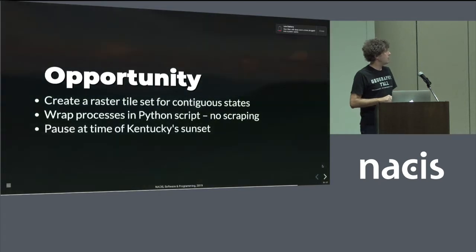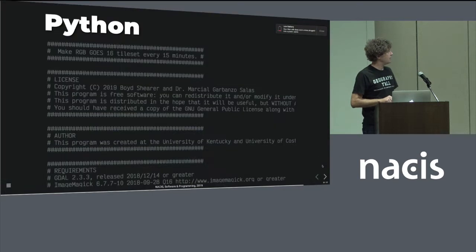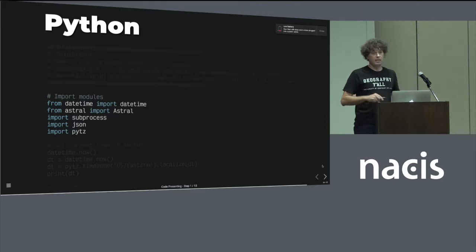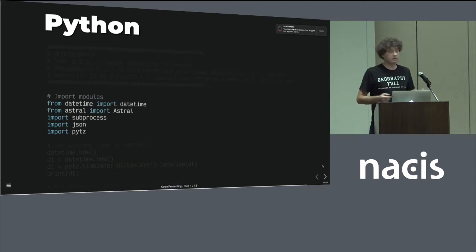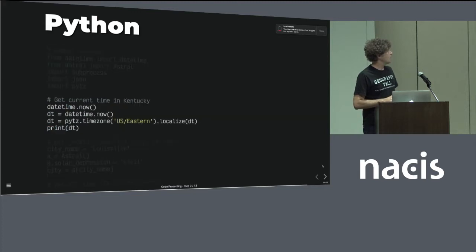And so no more scraping, all Python script, and pause it at Kentucky sunset. And so let's take a look at the Python before we jump in. And so these are the modules I'm importing, and so we need this obviously to get the time, and then this to get the sunset time for Kentucky, because there's no need to run these when the sun's down. And then I do a lot of subprocess, which allows me to run command line through Python. And of course JSON, and to get my time zone there.